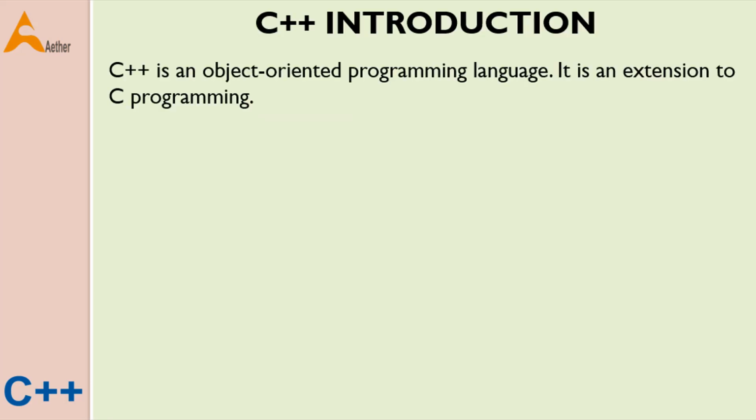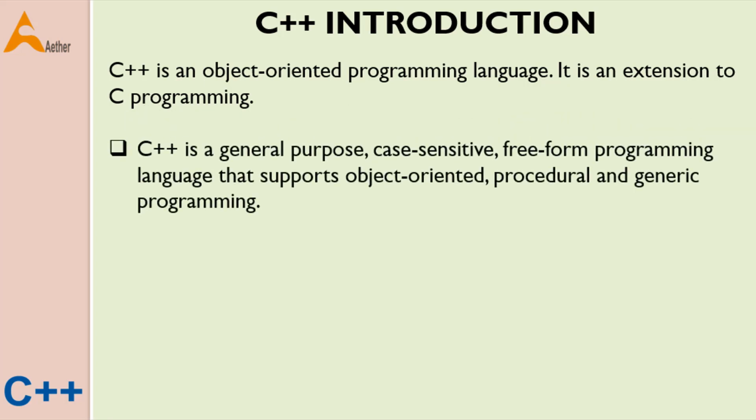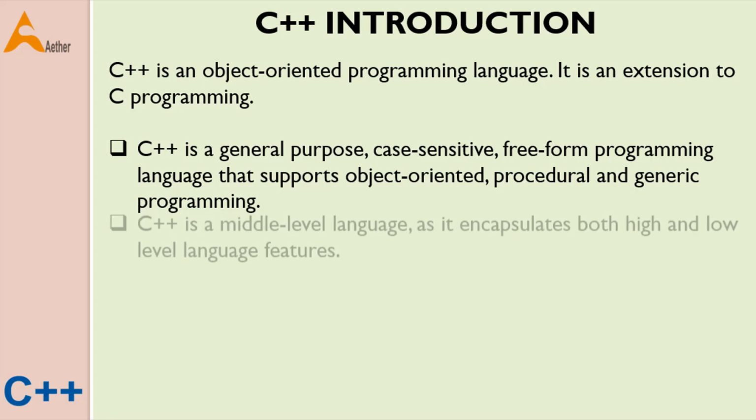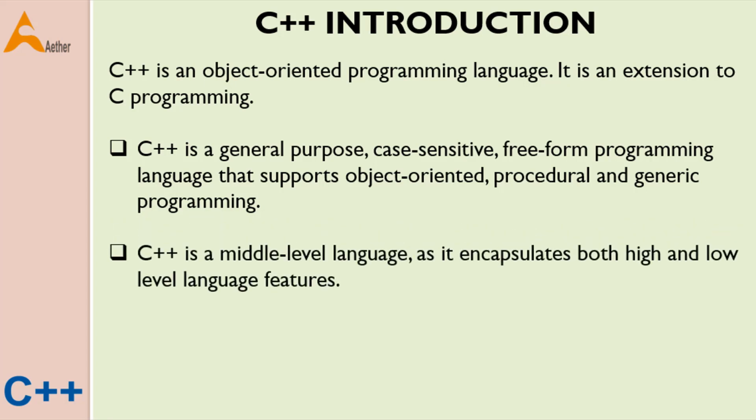C++ is an object-oriented programming language. It is an extension to C programming. C++ is a general-purpose, case-sensitive, free-form programming language that supports object-oriented, procedural, and generic programming. C++ is a middle-level language, as it encapsulates both high and low-level language features.